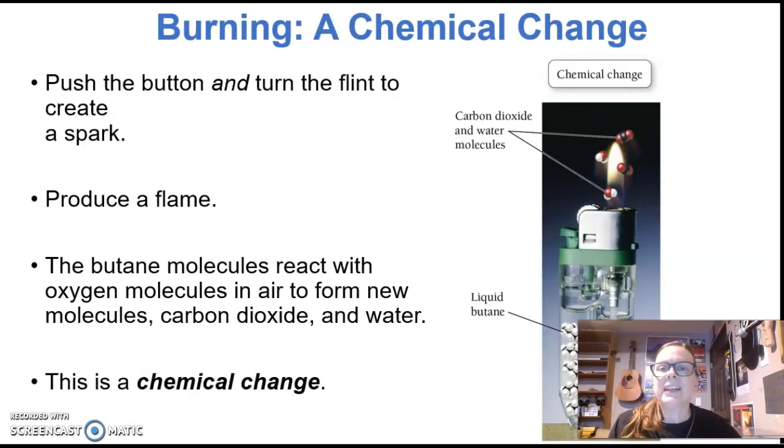Now, if you actually light it, okay, you have your liquid butane here, but then once it is burned, your liquid butane turns into carbon dioxide and water molecules, okay? And so it has undergone a chemical change. The starting substance of butane is destroyed and a new substance is formed. That's a chemical change.